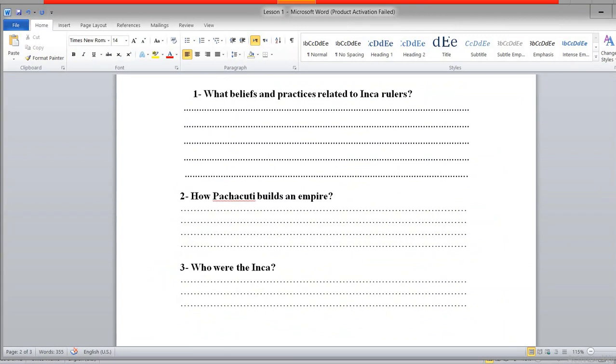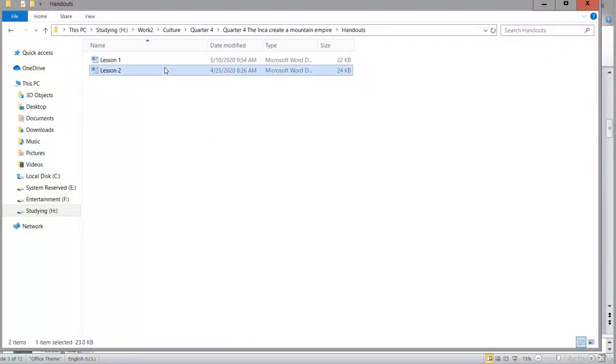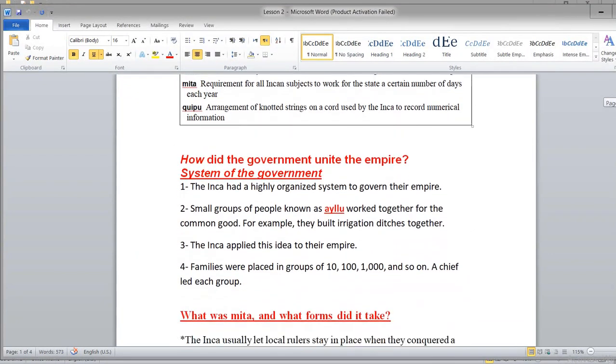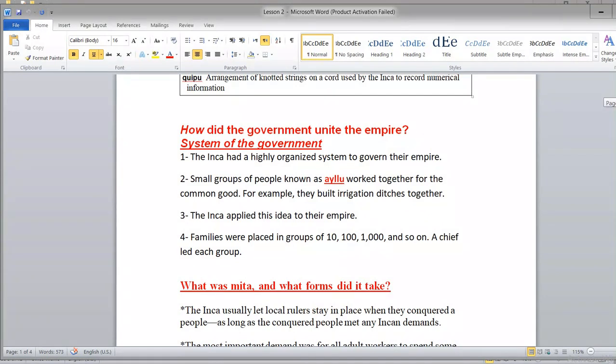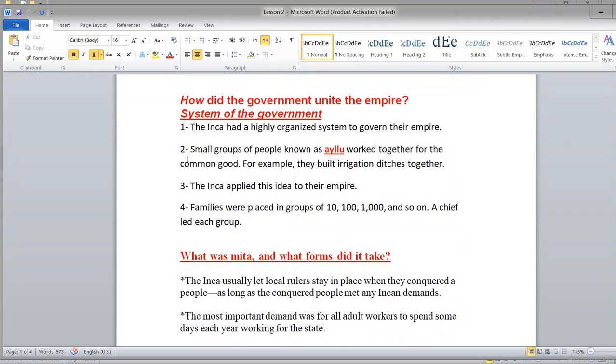This is going to be your homework though. Also, I want to show you something else. Now we're going to talk a little bit about the government system. Well, the Inca had a highly organized system. According to the video that we already watched together, they had a very organized system to govern their empire.